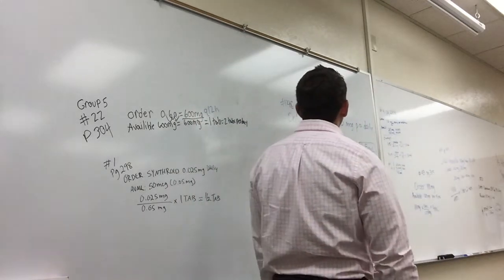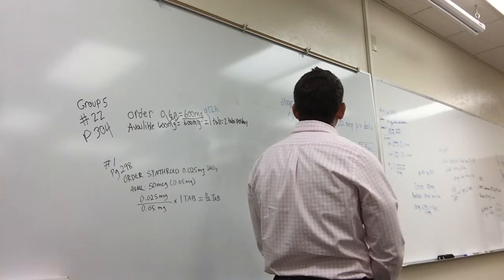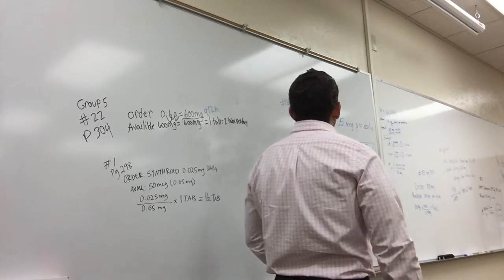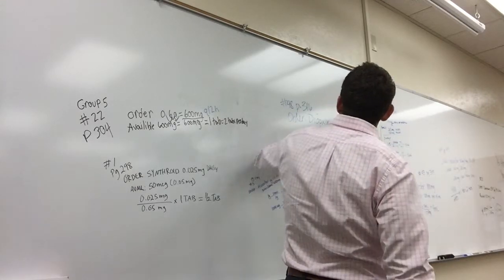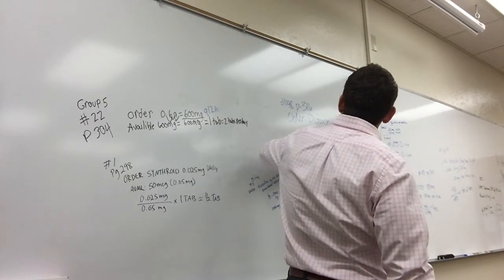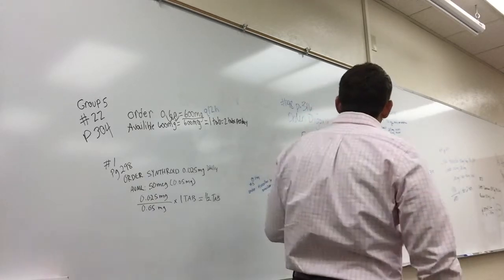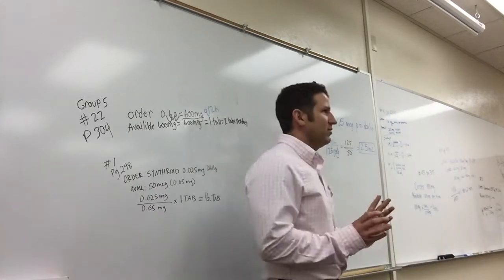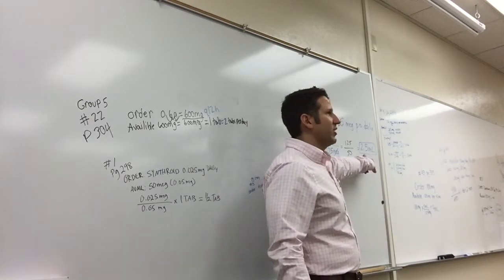125 micrograms PO daily. And it's available 50 micrograms. Somebody didn't write all their stuff up there. So 50 micrograms over 1 ml, over X mLs over 125 micrograms. Okay, so they luckily got out with the right answer, okay?